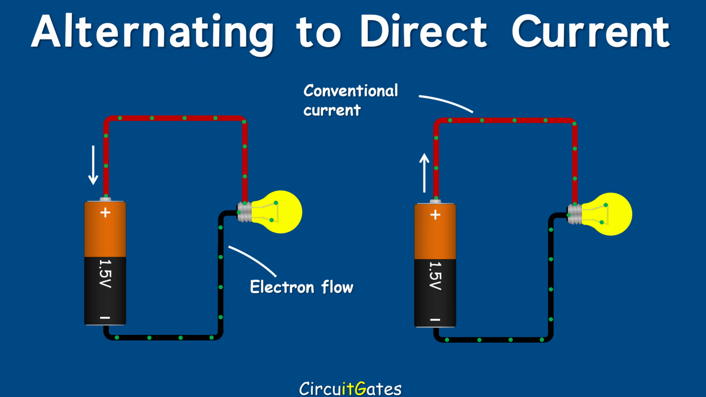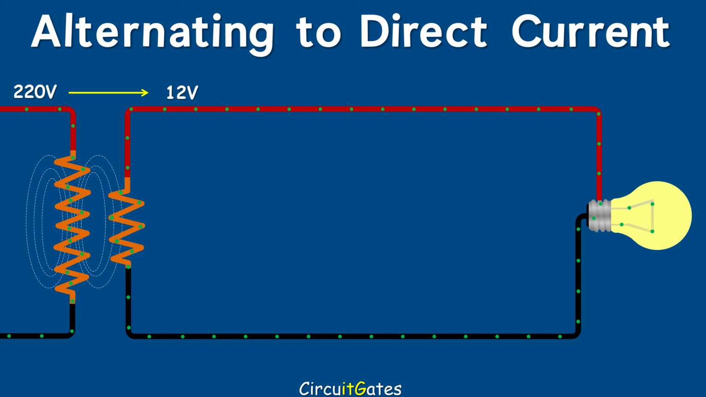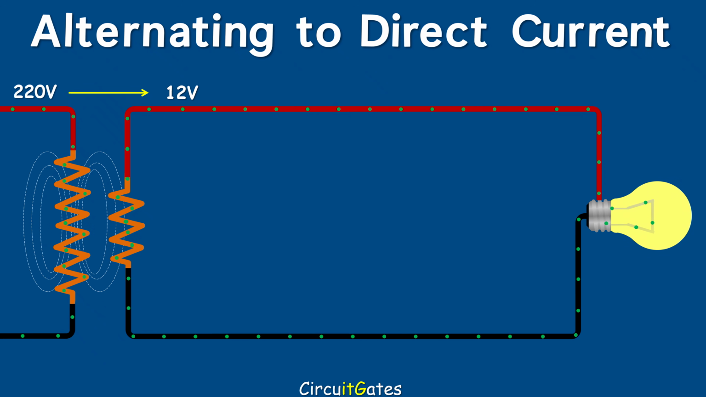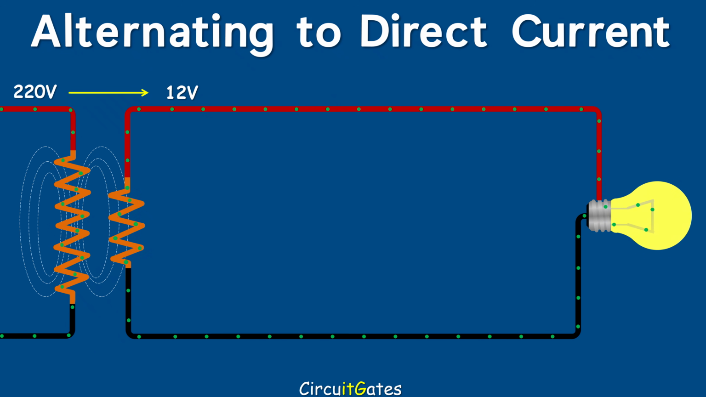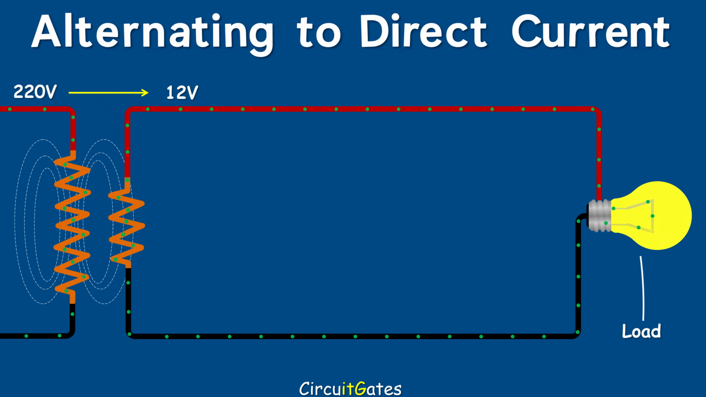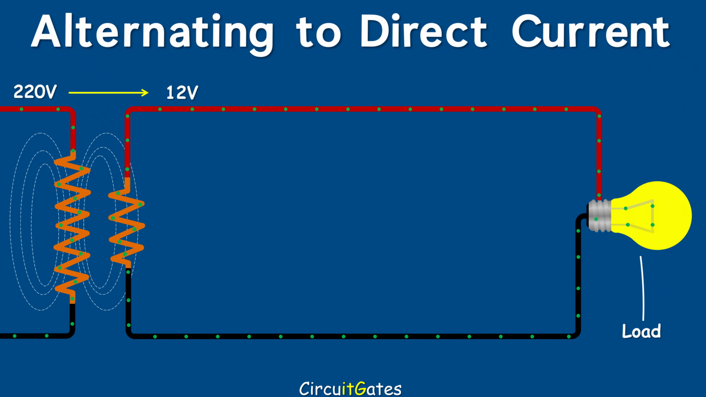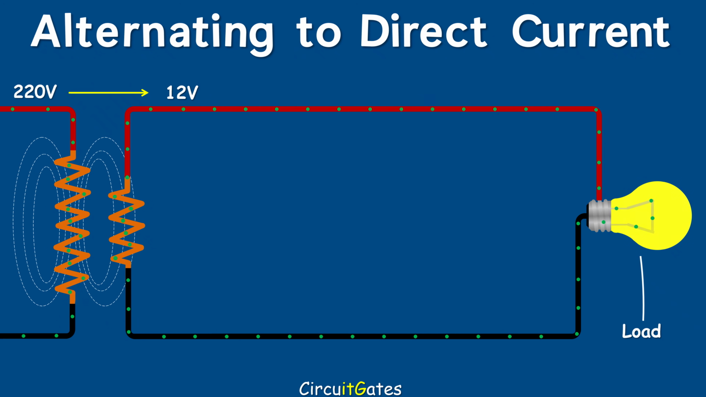Let's start by stepping down 220 volts to 12 volts using a step-down transformer. When stepping down the voltage, we are increasing the current. This increased current is the maximum current that can be produced by the secondary side of the transformer. However, the load resistance will then determine the current through it with respect to the applied voltage.